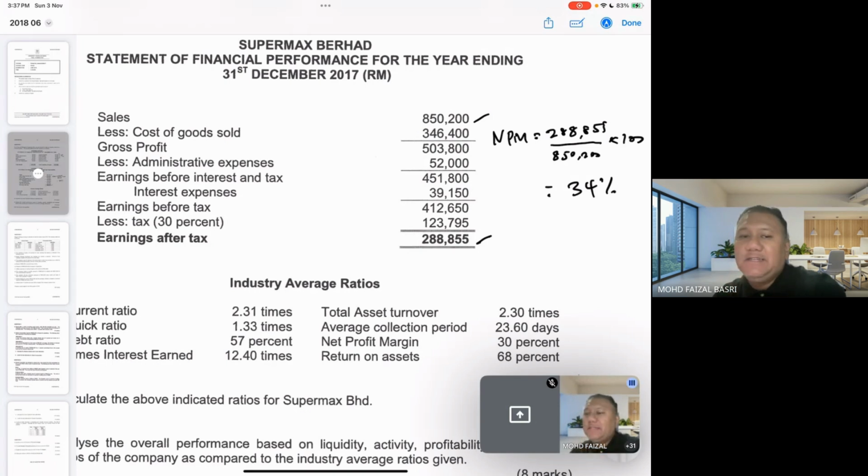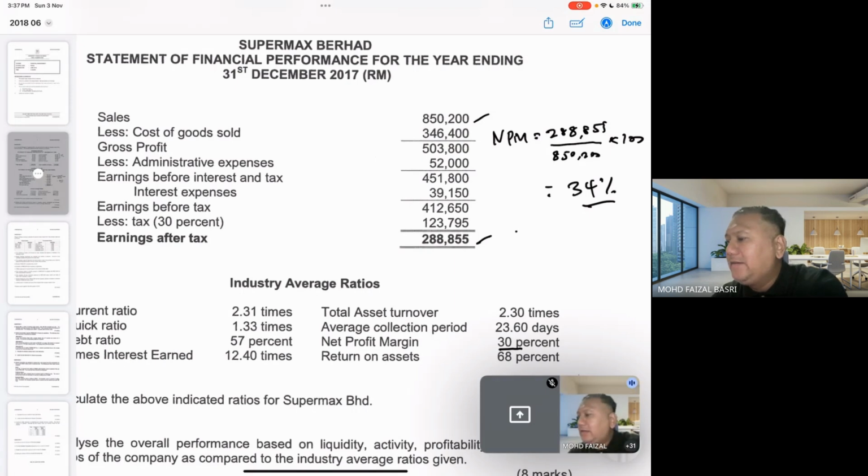So in comparison dengan industry average, we can say that the Supermax Berhad's net profit margin is better than the industry average, which indicates that the companies can generate better income to the shareholders as compared to the industry average. Okay, itu kalau net profit margin lah. Sebab 34 versus 30 kat sini kan. So better for Supermax lah. Supermax punya performance in terms of net profit margin is better.